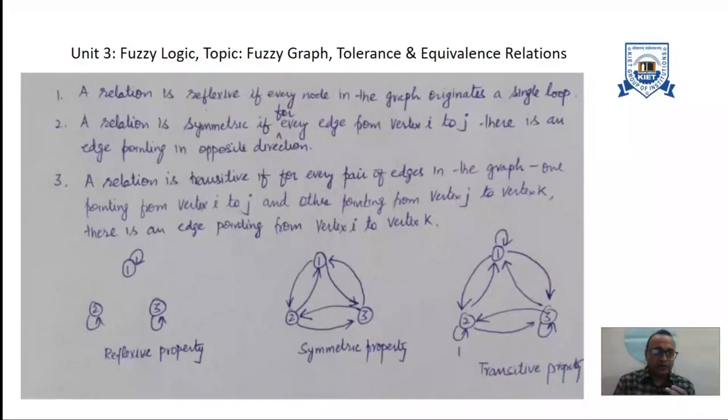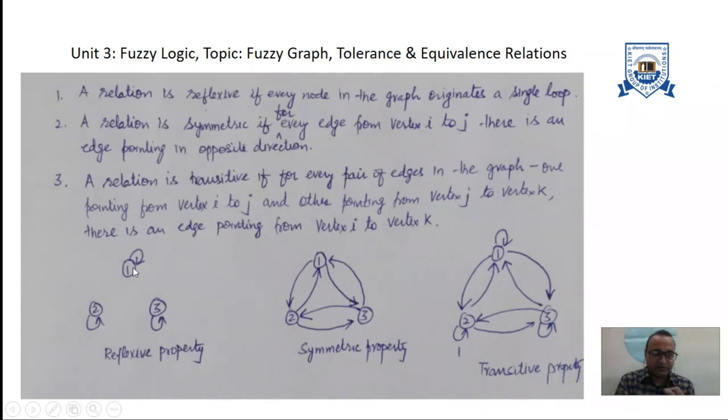So now I am explaining the three different properties which are very important for us in this lecture. One is the reflexive property, reflexivity, another is the symmetry property, and the third one is the transitivity property. A relation is reflexive if every node in the graph originates a single loop. Every node of the fuzzy graph originates a single loop. This itself represents the reflexive property. Reflexivity has been explained here.